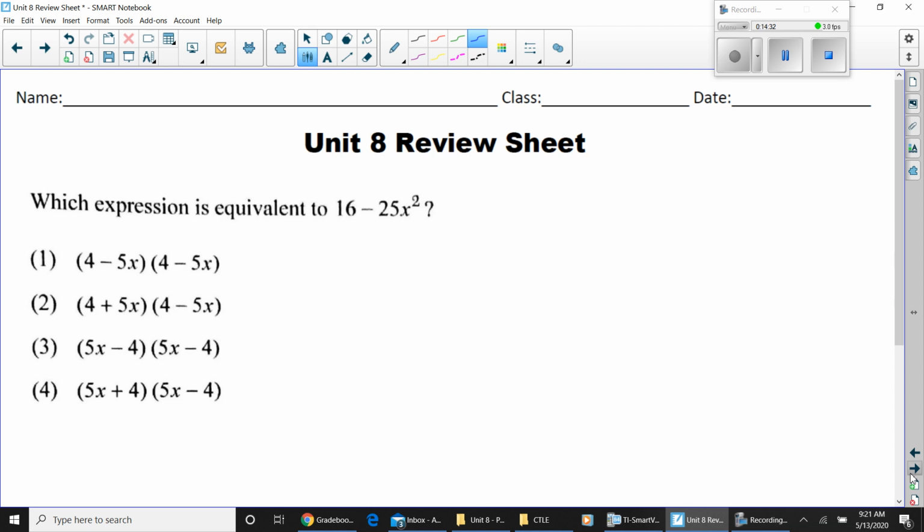All right, go ahead and see if you can factor this. Remember, always look for greatest common factor first. So, does 16 go into 25? No. Does 8 go into 16? Yes, it does. Does 8 go into 25? No, it doesn't. Does 4 go into 16? Yes, it does. Does 4 go into 25? No, it doesn't. Does 2 go into 16? Yes, it does. Does 2 go into 25? No, it doesn't.